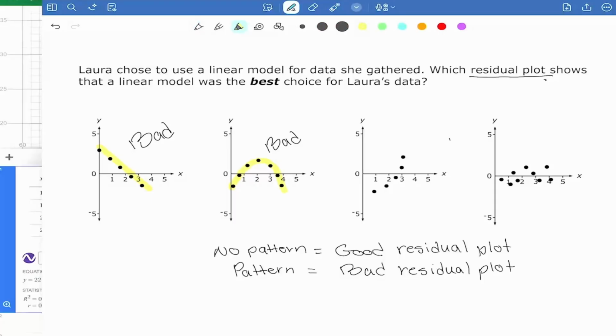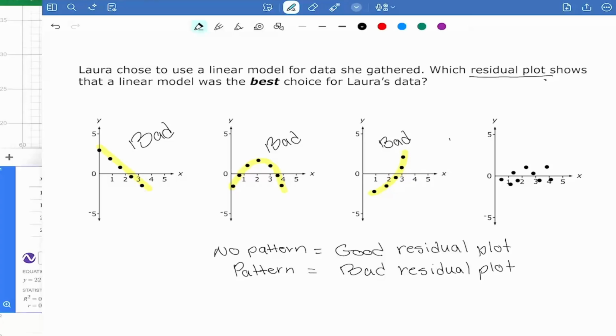Then we're going to look at the third one. The third one, we follow it from the left side of the graph to the right. We'll notice that it is going up. It has a curve to it as well. So because of that, this is a bad residual plot.